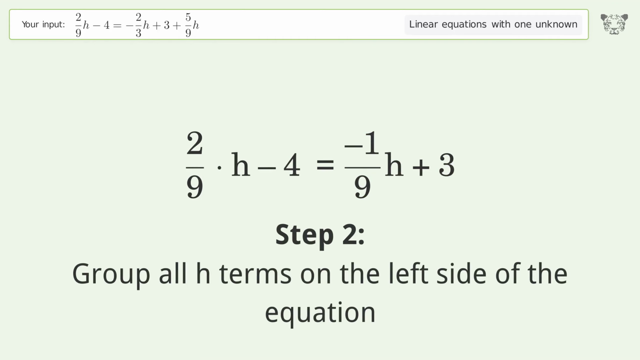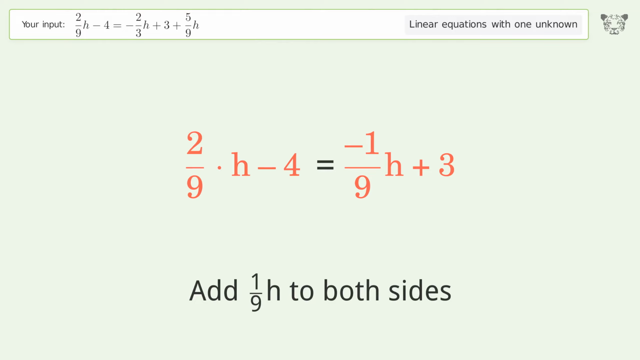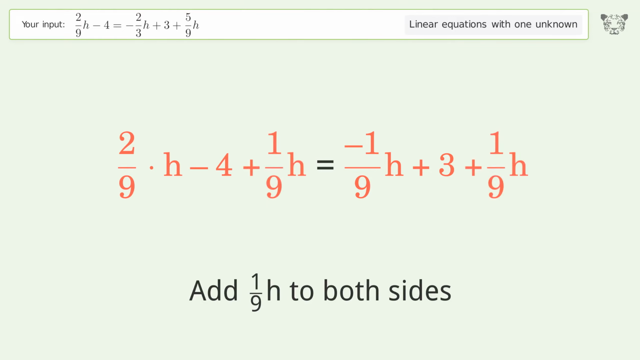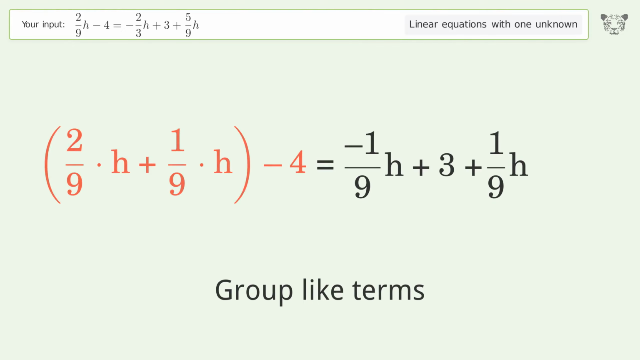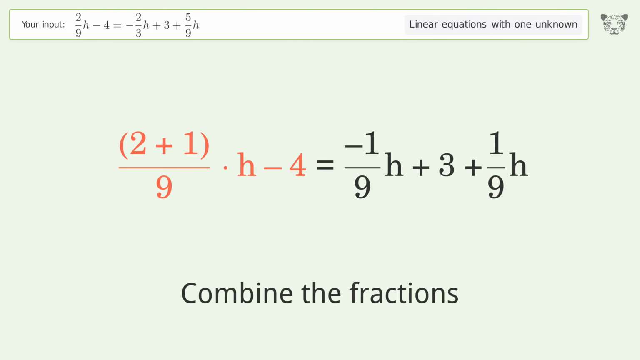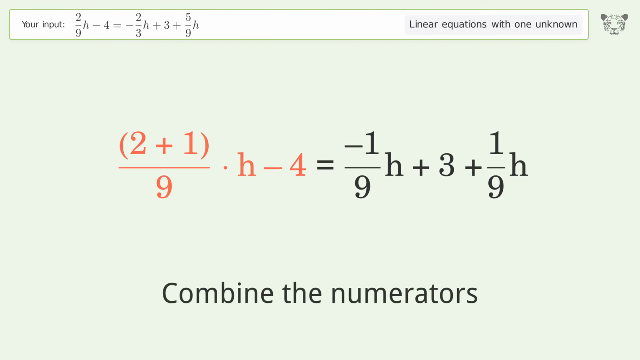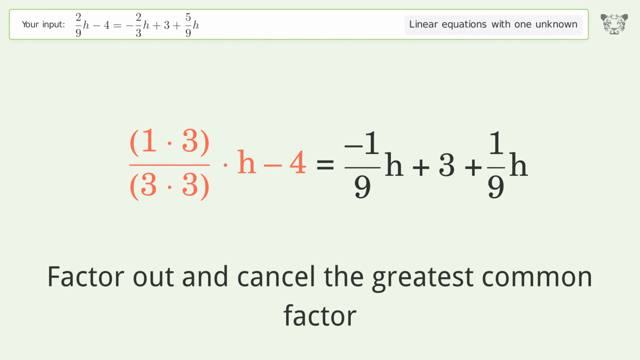Group all h terms on the left side of the equation. Add 1/9h to both sides. Group like terms. Combine the fractions. Combine the numerators. Find the greatest common factor of the numerator and denominator. Factor out and cancel the greatest common factor.